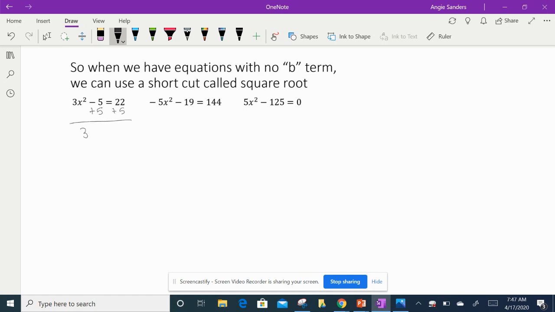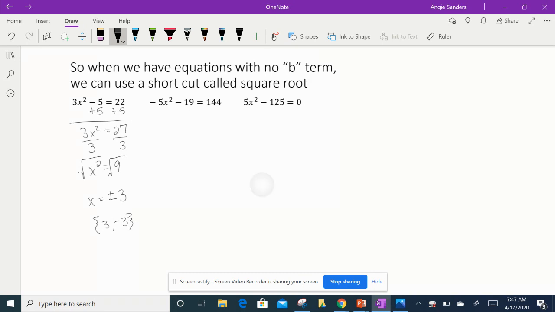So I'm going to work on getting the x squared by itself by adding 5 to each side. And I end up with 3x squared is equal to 27. I'm going to divide each side by 3, and I get x squared is equal to 9. So I'm looking for what numbers I can multiply by themselves to get 9. So I'm going to introduce the square root on each side, and I end up with x is equal to positive and negative 3. Again, that can be written like that, or it could be written as the set of numbers positive 3 and negative 3.